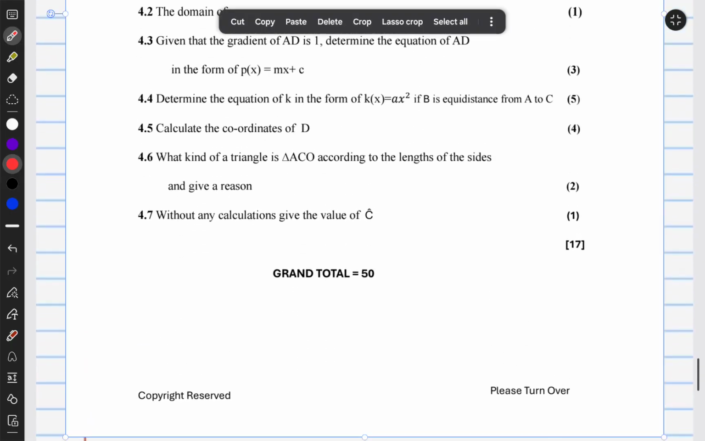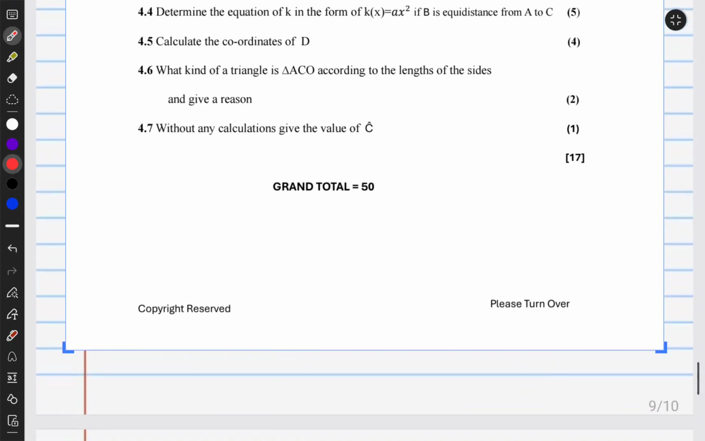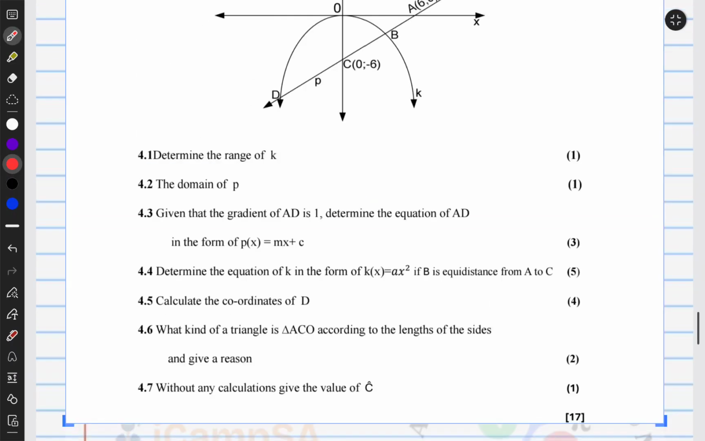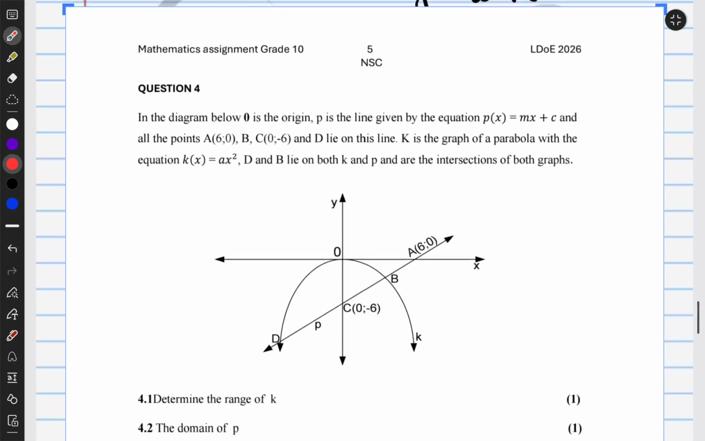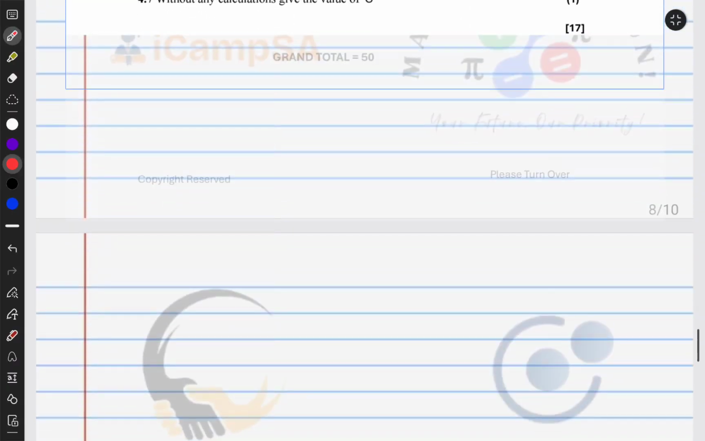Okay, maybe let me try to drop this one first. Maybe it will give us some space. And I don't know, I decided to jump up.